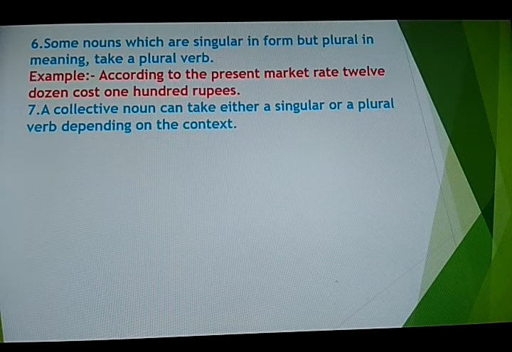Some nouns which are singular in form, this is in singular form, but plural in meaning. Is it clear? So that is why we are using a plural verb.